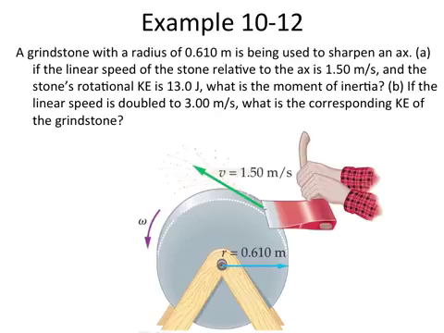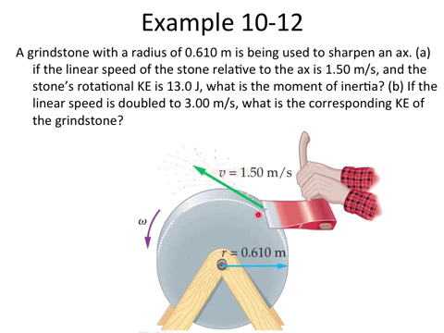Hi everybody, welcome back. We've been talking about moment of inertia and the way that mass is distributed around a rotating object. And so in this example right here, we're going to be determining the moment of inertia of this grindstone and then using that to find the kinetic energy of the grindstone if we were to change the velocity.